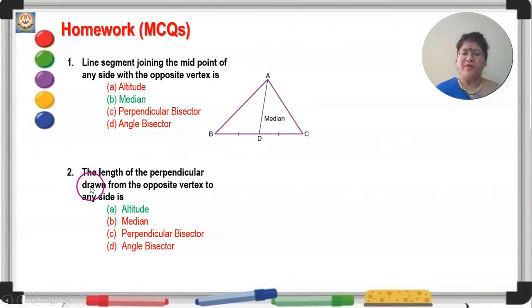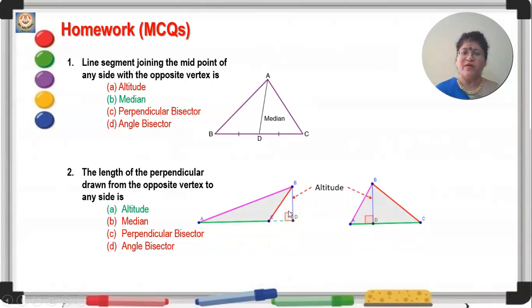The length of the perpendicular drawn from the opposite vertex to any side is the altitude of the triangle. In other words, it is the height of the triangle. In this obtuse angle triangle, if you notice, the height, that is BD, is outside the triangle. In this acute angle triangle ABC, BD is the height of the triangle, it is the altitude of the triangle.